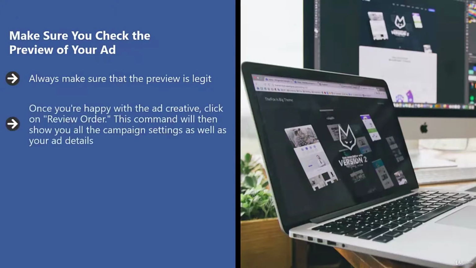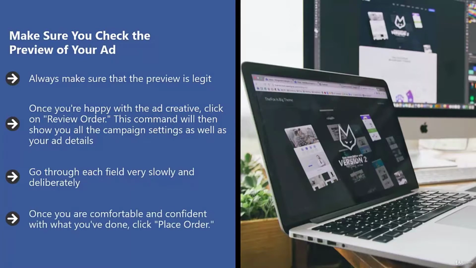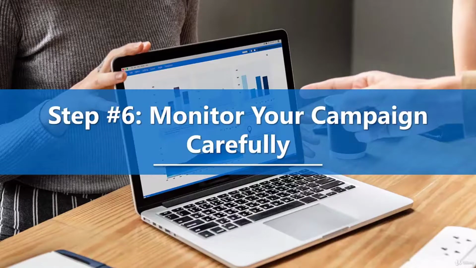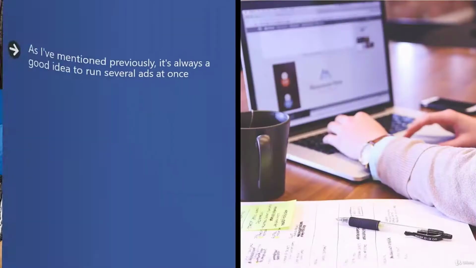Once you're happy with the ad created, click on Preview Order. This command will then show you all the campaign settings as well as your ad details. Go through each field very slowly and deliberately. Think about the consequences. Ask yourself, is this the best I could do, or are there other alternatives that I am overlooking? Once you are comfortable and confident with what you've done, click Place Order. Step number 6, monitor your campaign carefully.